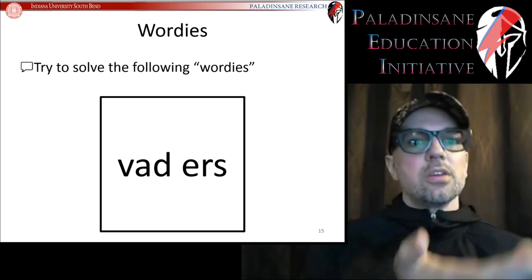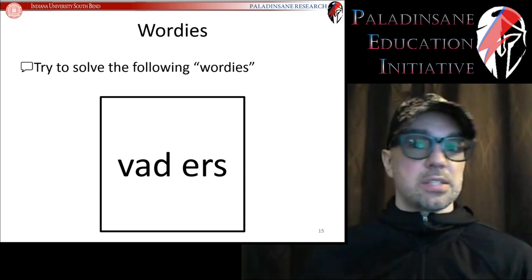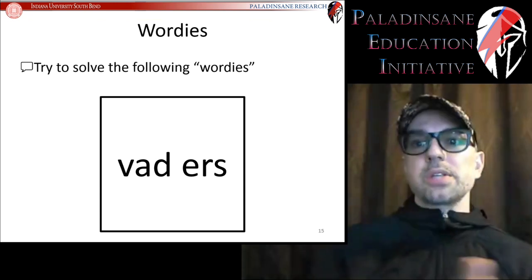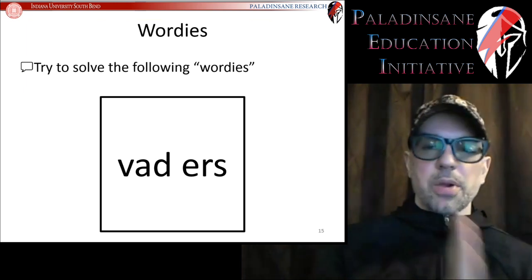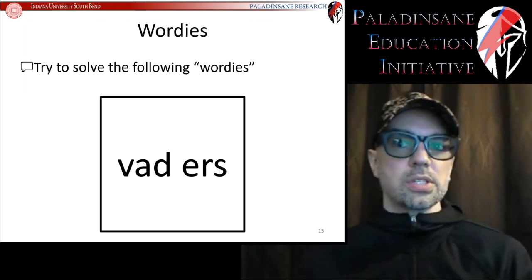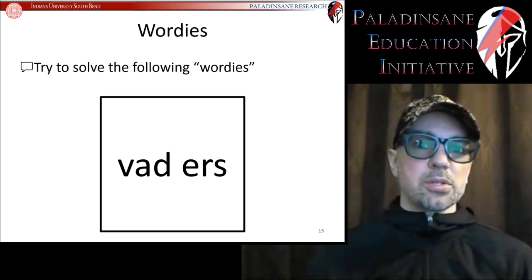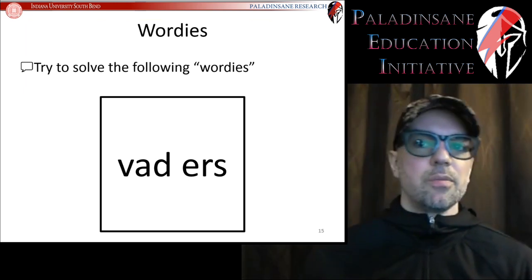So reading, "try to solve the following wordies," is not a problem, because your present state was not having read the sentence. Your goal state was reading the sentence, but it was immediately obvious how you are going to accomplish that. You just read the sentence.